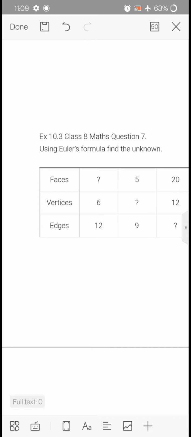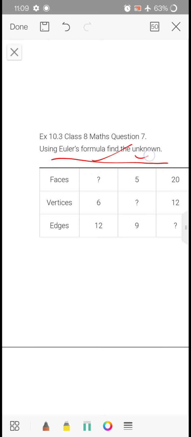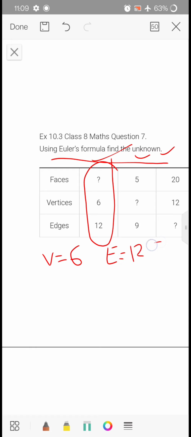Question number 7. In this question, what they have asked is: using Euler's formula, find the unknown. It means you have to find out the unknown quantity by using this formula. Here they have given 3 questions. In this one, they have given the number of vertices as 6, number of edges as 12, and the number of faces is unknown. So you have to find the number of faces by using Euler's formula. So let's put it in the formula.